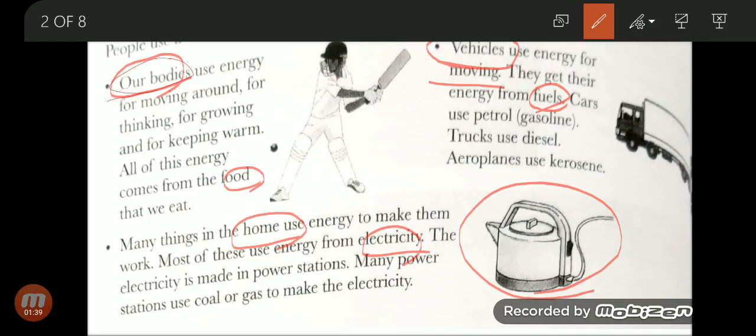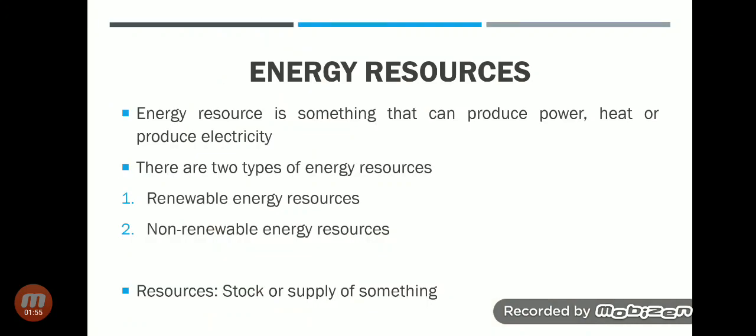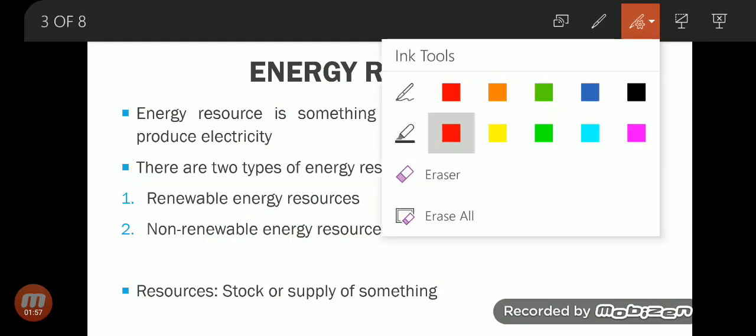So this slide is to give you an overview of why energy is so important. We need energy. We get energy from food. Electrical appliances need energy and they get energy from electricity. And vehicles need energy and they get energy from fuels. Simple?